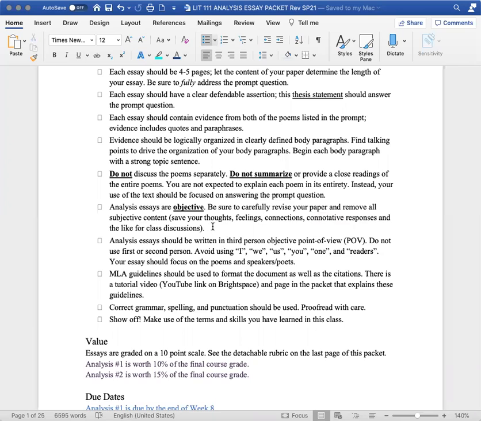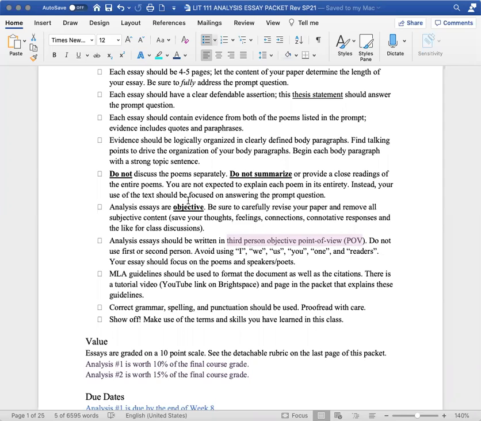Of course, the information that you're writing is your opinion, or it's your ideas. It's your analysis, your critique of the poem. But the way that you're using the text and the type of information you're sharing about it is objective. So the whole thing should be written in third person objective point of view. That means you're not using I or we or us or you. You're not saying one or readers.